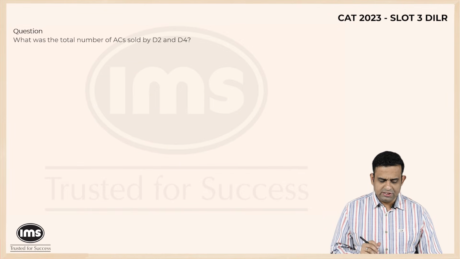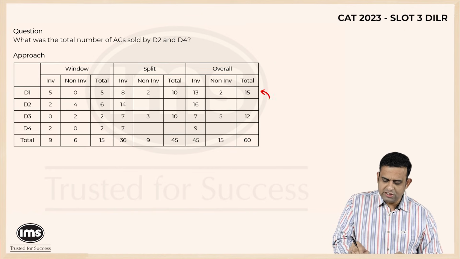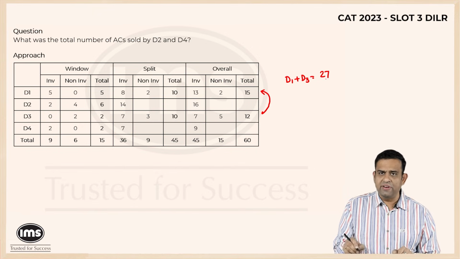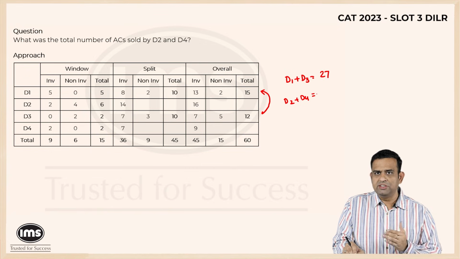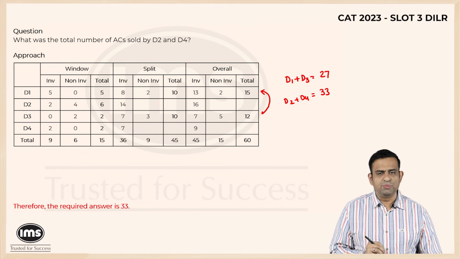In the next one, it says, what was the total number of AC sold by D2 and D4? Total number of AC sold by D1 and D3 is 15 plus 12, giving you 27 out of 60. That means D2 and D4 together must be selling 60 minus 27, giving you 33, and hence the answer for this particular question would be 33.